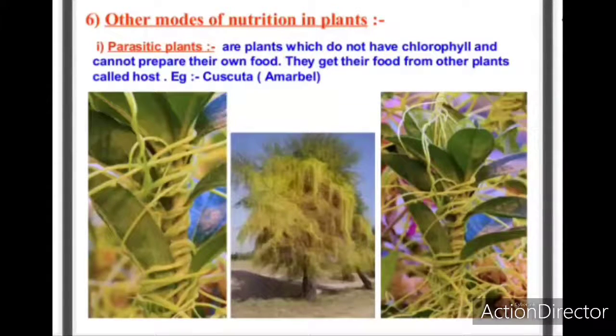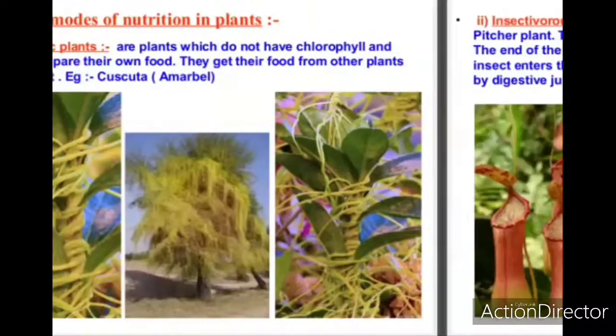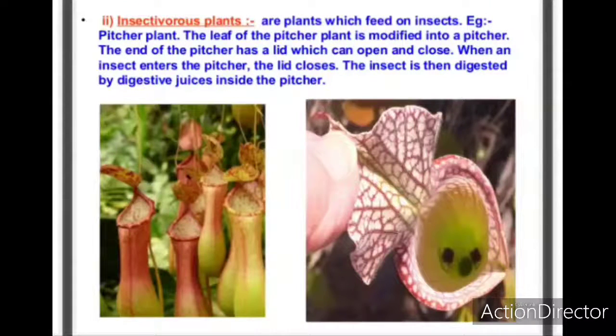Parasitic plants are plants which do not have chlorophyll and cannot prepare their own food. They get their food from other plants called hosts. Example, Cuscuta or Amarbel. Insectivorous plants are plants which feed on insects. Example, pitcher plant. The leaf of the pitcher plant is modified into a pitcher. The end of the pitcher has a lid which opens and closes. When an insect enters the pitcher, the lid closes. The insect is digested by digestive juice inside the pitcher.